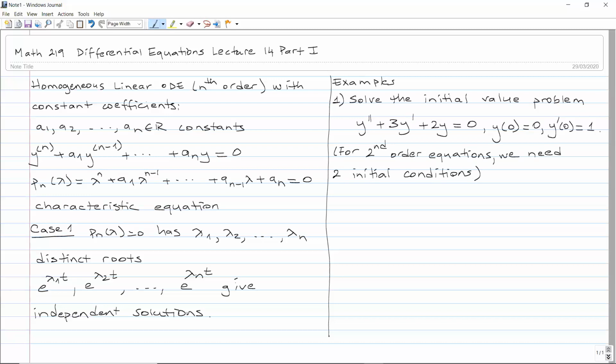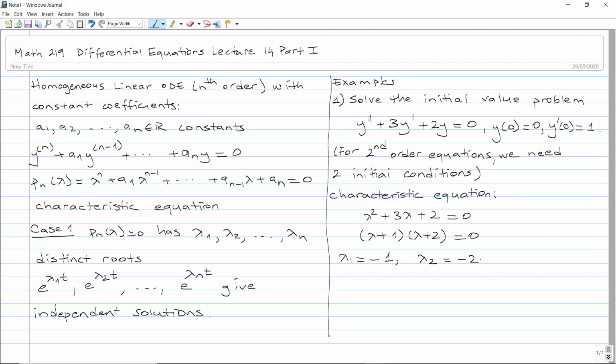Okay, so first we are going to obtain the general solution, and then using the initial conditions, we are going to find the constants. So to find the general solution, first we need to consider the characteristic equation. The characteristic equation is lambda squared plus 3 lambda plus 2 equal to 0. And the left side can be factored as lambda plus 1 times lambda plus 2 equal to 0. So the two roots are minus 1 and minus 2. We have distinct roots. So both of them are real.